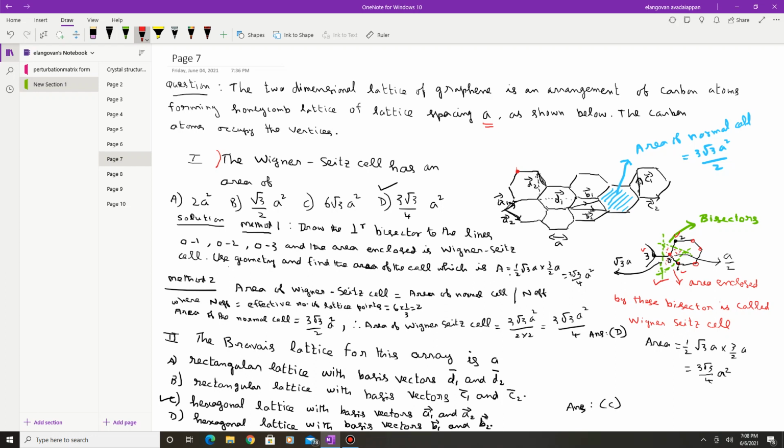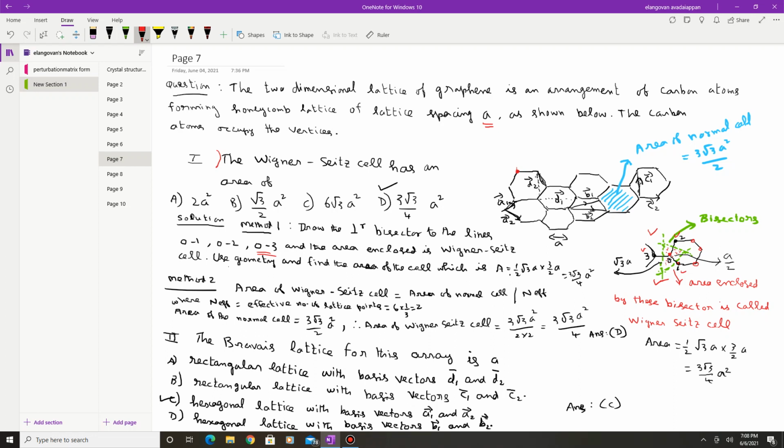This closed surface has the number of lattice points per cell equal to 1, because there is only one lattice point at the center. So this is a minimum area cell, and it is called a Wigner's cell. For the Wigner's cell, you draw the bisectors from the point you are considering to all the neighboring points, and the bisectors form a closed area. The area enclosed is called the Wigner's cell. So draw a perpendicular bisector to the lines 0 to 1, 0 to 2, 0 to 3, and the area enclosed is the Wigner's cell.